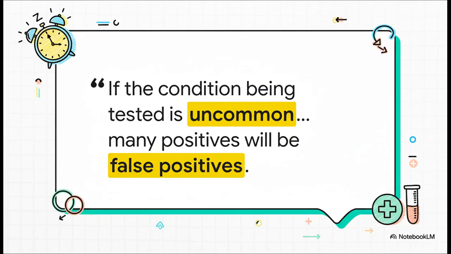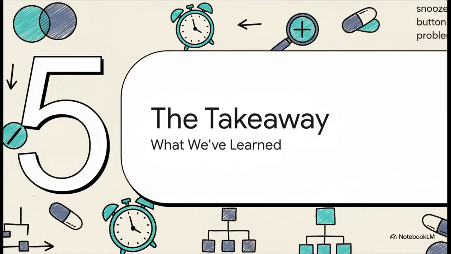So why? How can this be? It's because the disease itself is so uncommon. That small 6% false positive rate gets applied to a massive group of healthy people. And that generates a huge number of false alarms, so many that they totally overwhelm the true positive results from the much, much smaller group of people who are actually sick. So from snooze buttons to mammograms, we've seen how the real math of chance actually works. So what's the big takeaway here? How should this change the way we think about probability in our own lives?